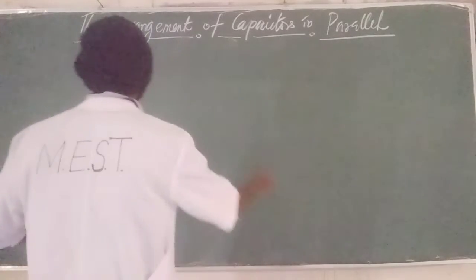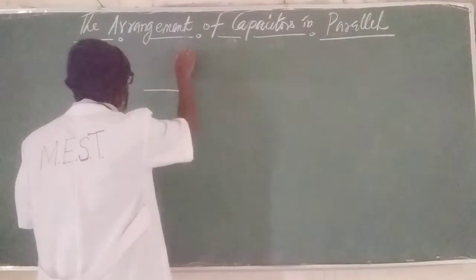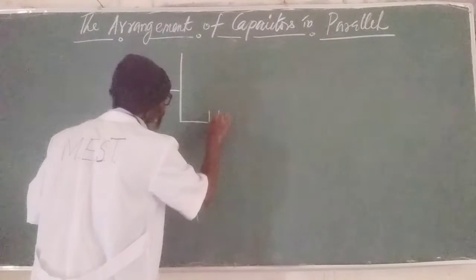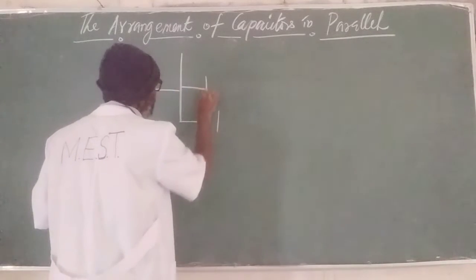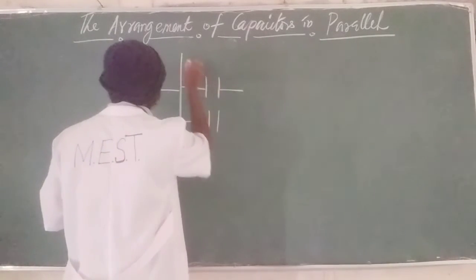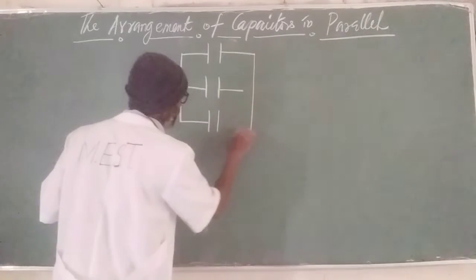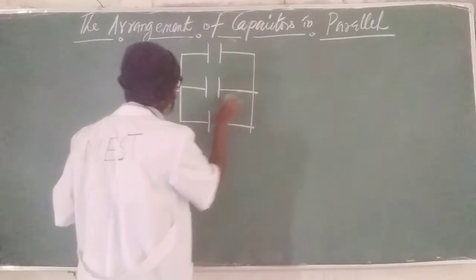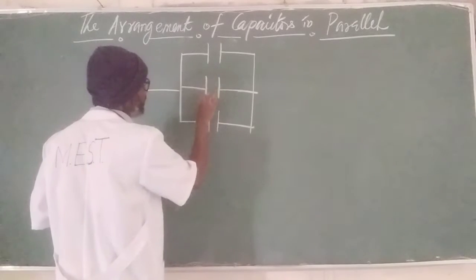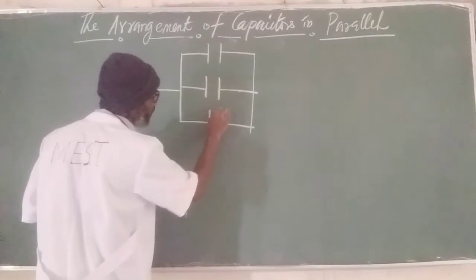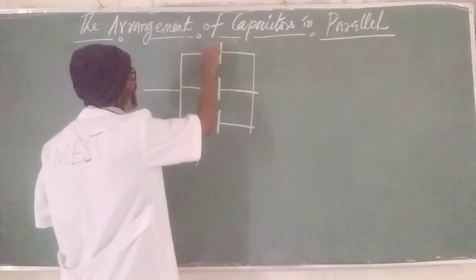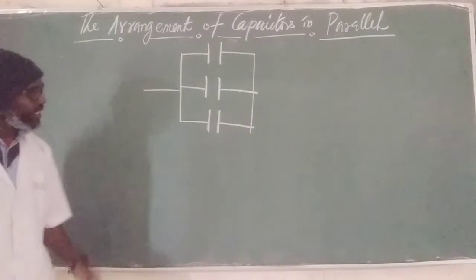So let's do that. We have parallel arrangements of capacitors. Look at this. Parallel arrangement of capacitors. It can take any shape, but make sure the bars of the capacitors being connected are equal. Okay? The two plates must be equal. Alright, so that is it.